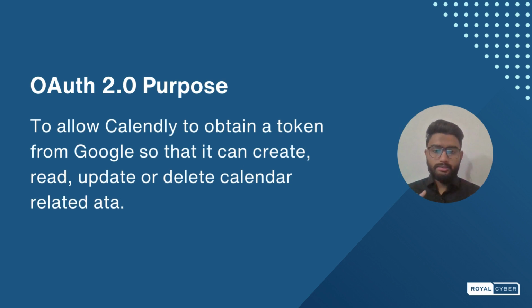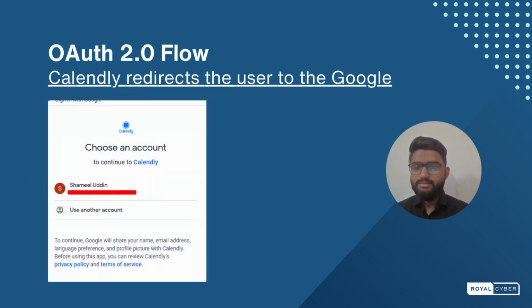What would be the purpose that we gathered from our previous slide? It would be to allow Calendly to obtain a token from Google, a token for a well-defined purpose, which allows only creating, reading, updating, or deleting calendar-related data. So we get a time-bound token for a very well-defined purpose for this particular Calendly application. Let's discuss the flow.